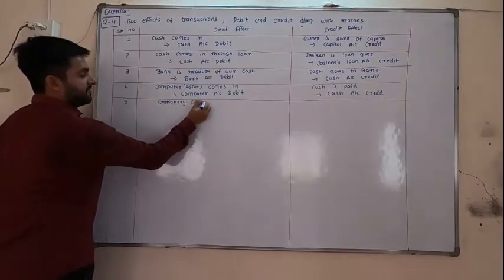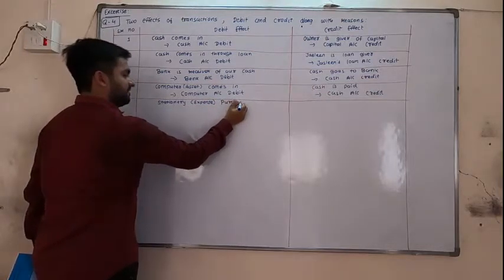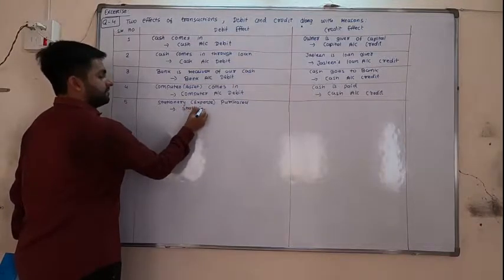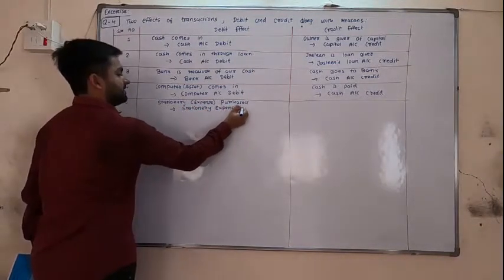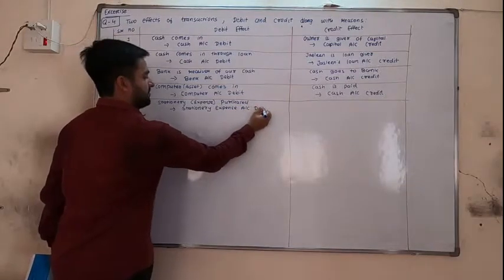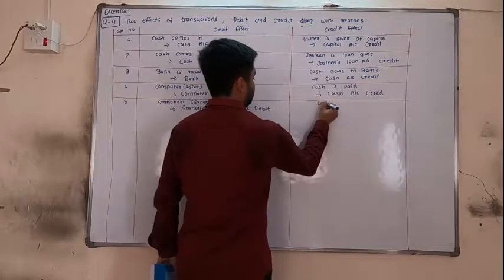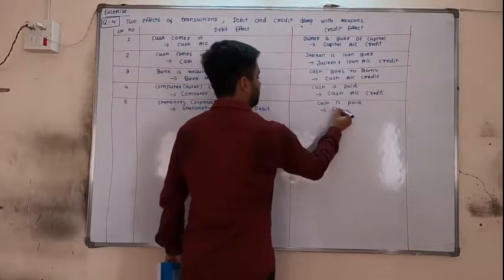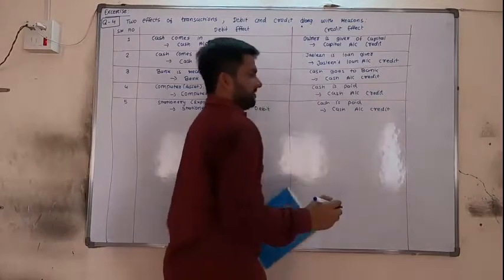Stationery, that is our expense, purchased. So stationery expense account debit. Cash is paid. Cash account credit.